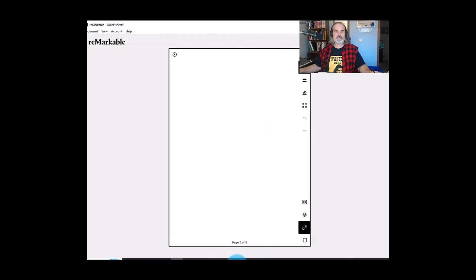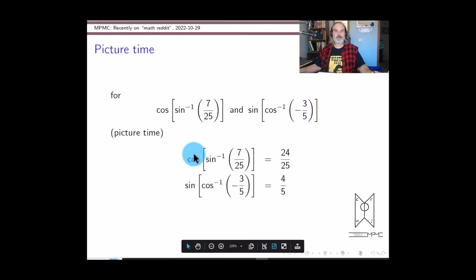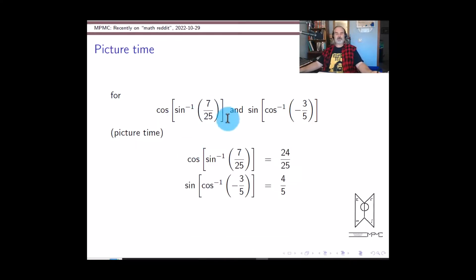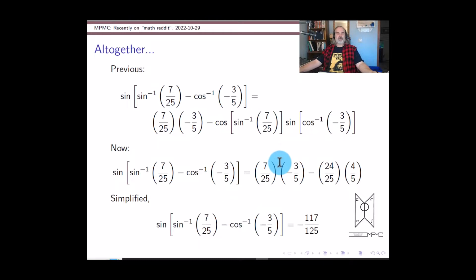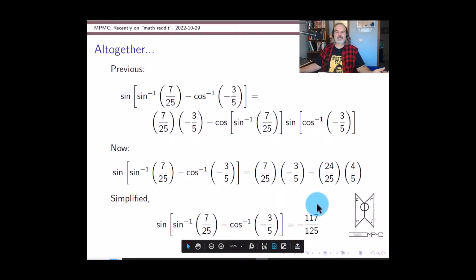So when that's all said and done, where's my other slide? There we go. So the cosine of inverse sine of 7/25, 24/25, sine of inverse cosine of negative 3/5 is positive 4/5. And when we put all those numbers together, the final result, this is a lot of junk, but the final result is negative 117 over 125.